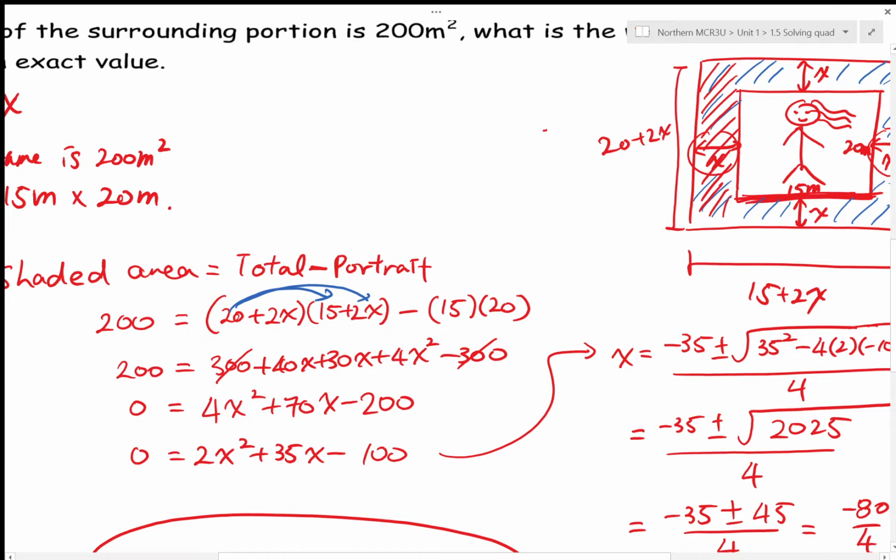We have to FOIL them. Once you FOIL like this, you will eventually get 300 plus 40x plus 30x plus 4x squared. Obviously, then 15 times 20 becomes 300. So far okay? If not, then I want you to pause and think about it a bit.